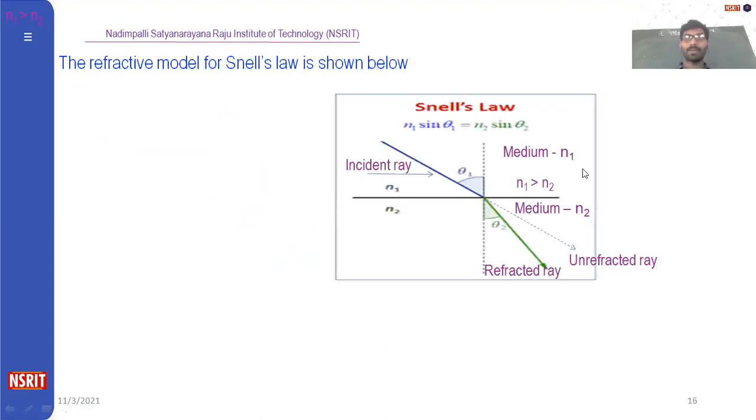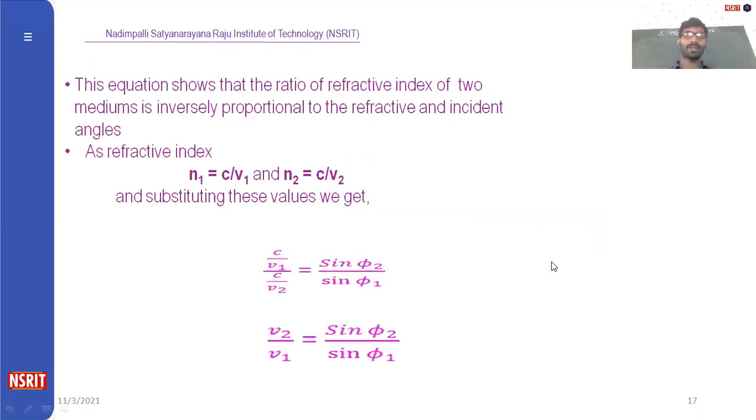Now, you can observe that this is the image that we are discussing, and this is medium 1 and this is medium 2. Here in this region, you are going to experience your light ray if N1 is greater than N2. If N1 is less than N2, it will be in this region. Now, from the previous equation, we can write that this equation shows that the ratio of refractive indices of two media is inversely proportional to the ratio of the angles of refraction and incidence.